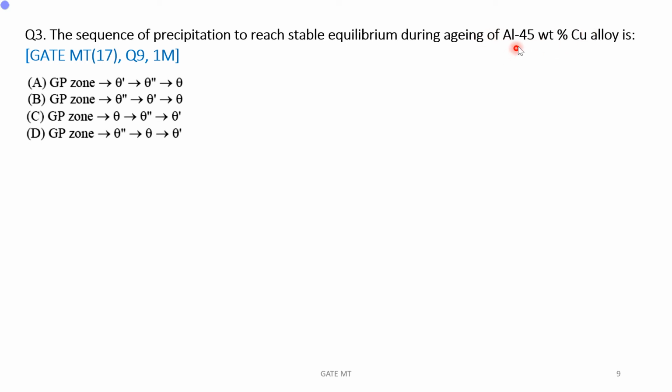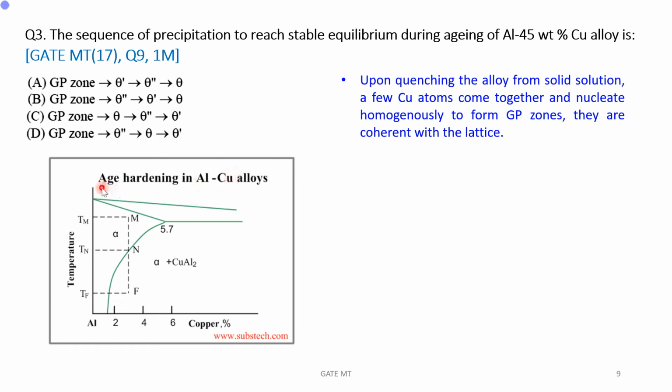So this is an aluminum alloy with 4.5 weight % copper, and precipitation hardening is taking place. During the precipitation hardening, a series of precipitates are formed before forming the final CuAl2 precipitate. So what is the sequence in which this is happening?